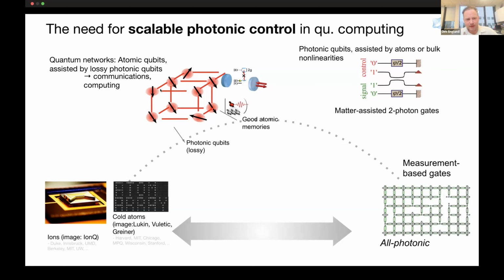The other way to do this is to first establish some entangled state across stationary but distant quantum memories, and then to use that entanglement as a resource for teleporting quantum states from one location to another.